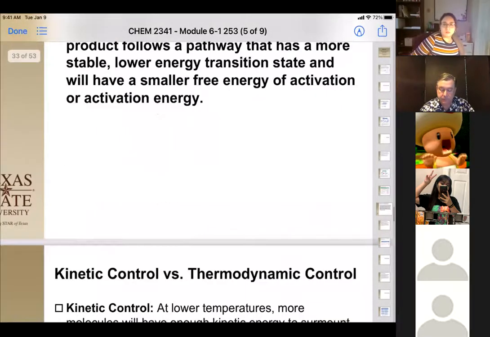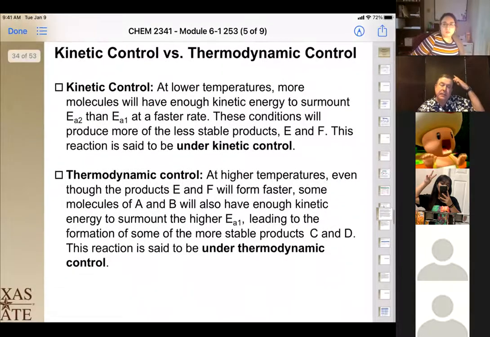All right, so what that means is that by not heating it up too much, such that you never have enough energy to go to your higher transition state, your higher activation energy, you can make sure that you have kinetic control, okay? Because the lower transition state is faster, right? And if you keep it at lower temperature so you don't go to that second transition state, you can form less stable products, okay?